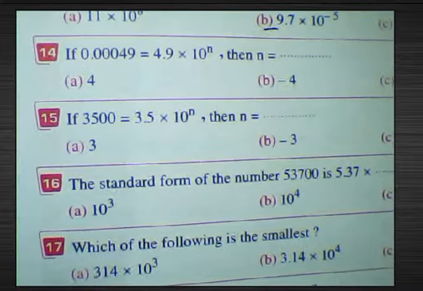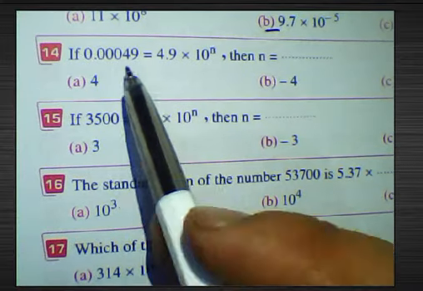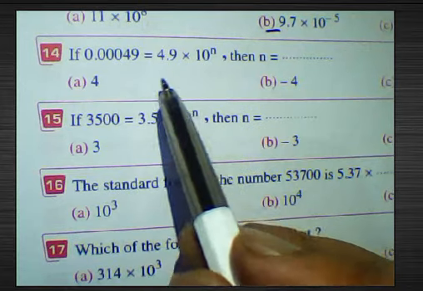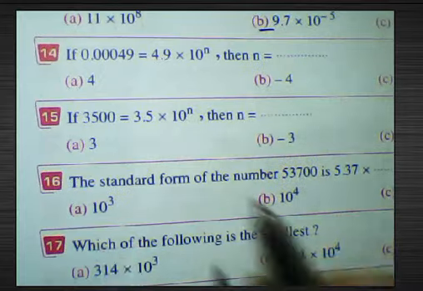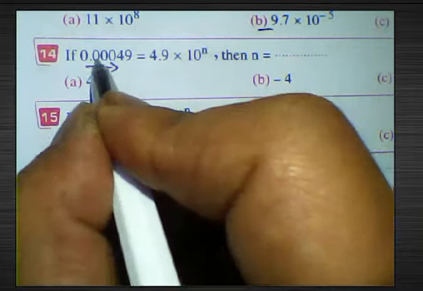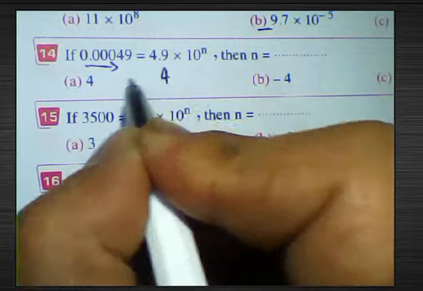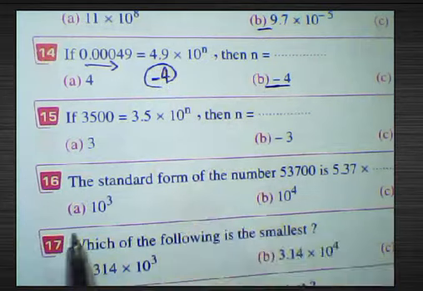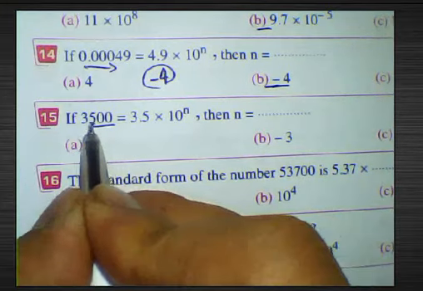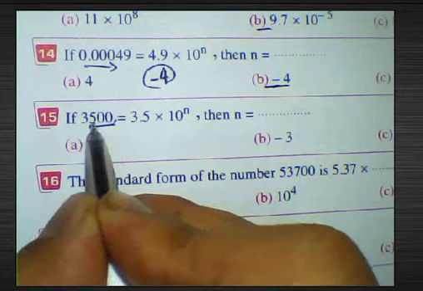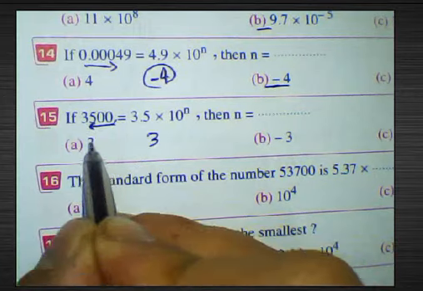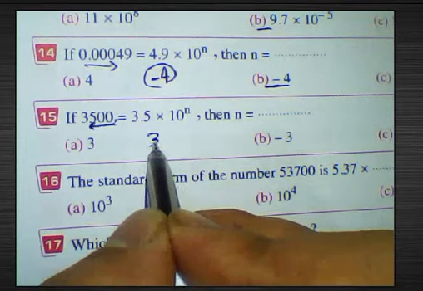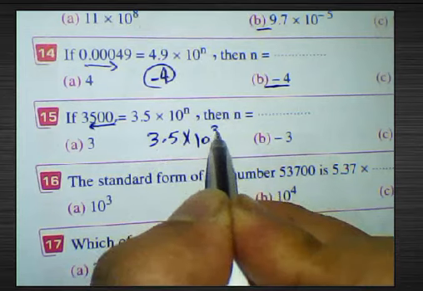Question number 14. 0.00049 equals 4.9 times 10 power what? We can convert this number to standard form by moving the point to the right-hand side 1, 2, 3, 4 digits. By moving right-hand side the result will be negative, so n will be negative 4. And this number, look at the point moving to the left-hand side 1, 2, 3 digits here, so n will be 3. So the result will be 3.5 times 10 power 3.